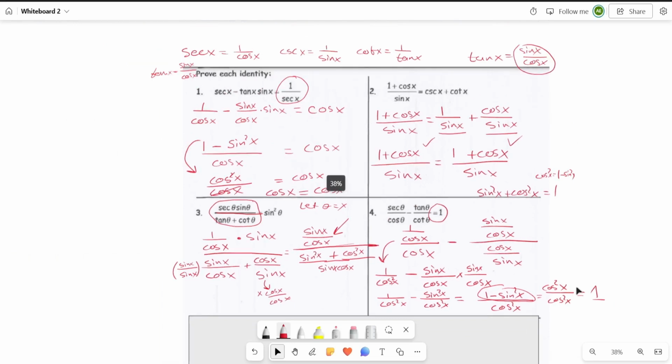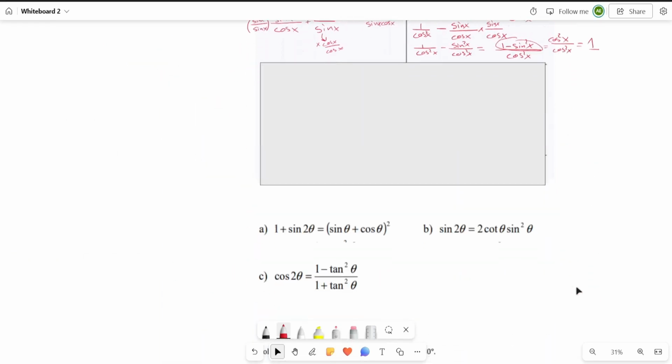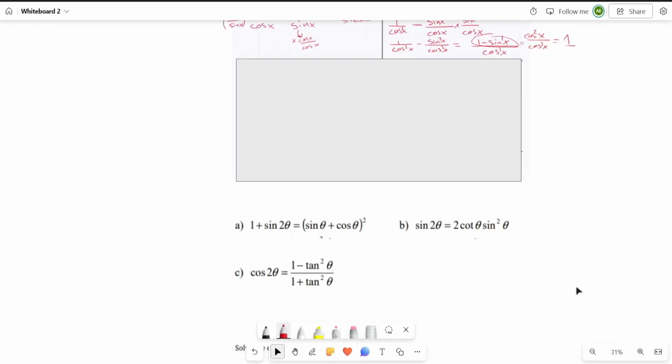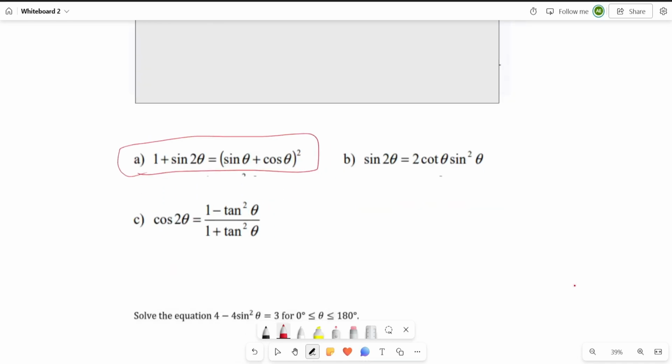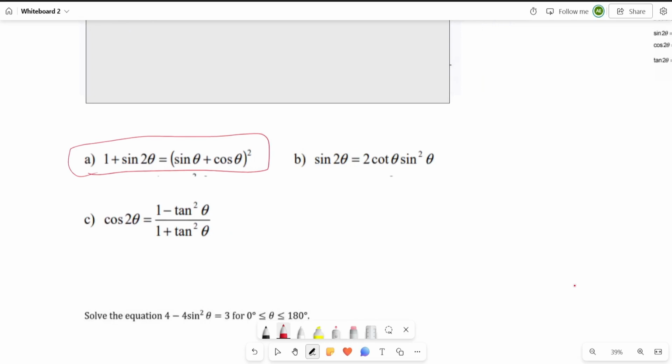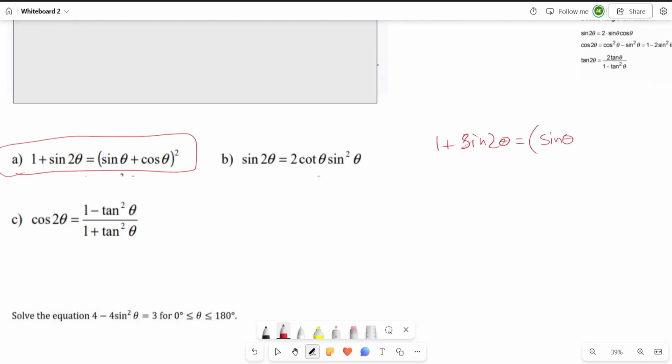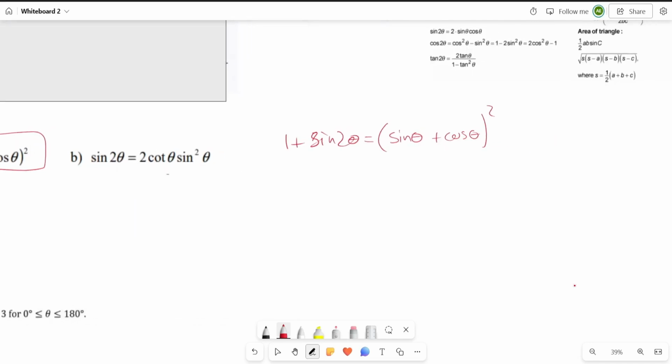Okay, let me continue to the next questions. So these are basically the same type of questions, so we need to prove that the left side is equal to the right side. So let's try doing this first equation here. So we have, let me just copy it here. So we have 1 plus sine 2 theta equals, I guess we're working with theta this time, sine theta plus cosine theta squared. Okay, so let me prove this.